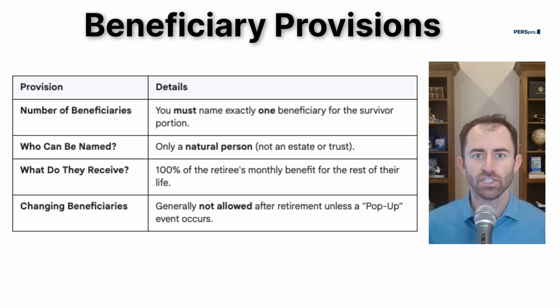Can you make changes to your beneficiary under option 2? Generally, this is not allowed after retirement unless a pop-up event occurs. Unlike the maximum retirement allowance option in option 1, where you can name a trust and multiple beneficiaries, option 2 requires one human being because their life expectancy determines the math behind the actuarial reduction.